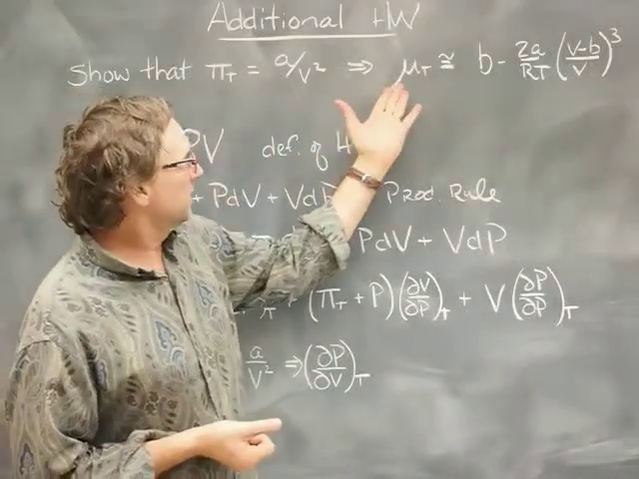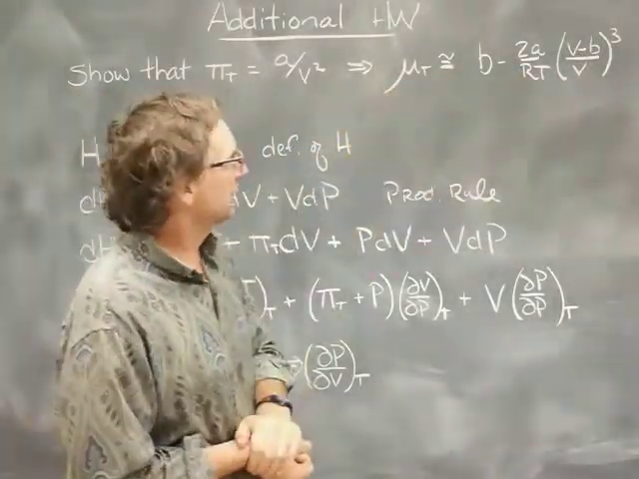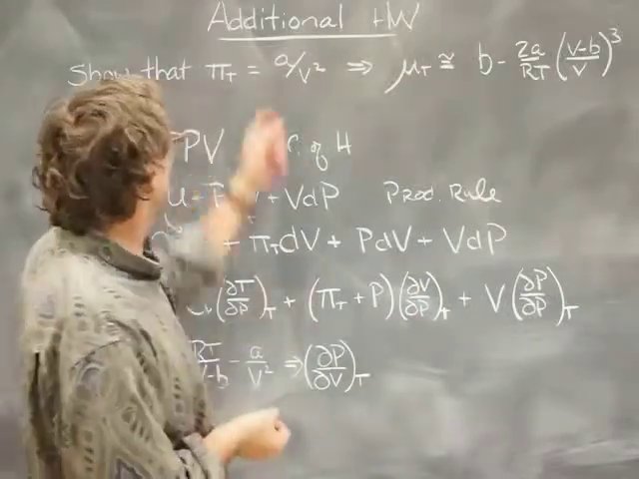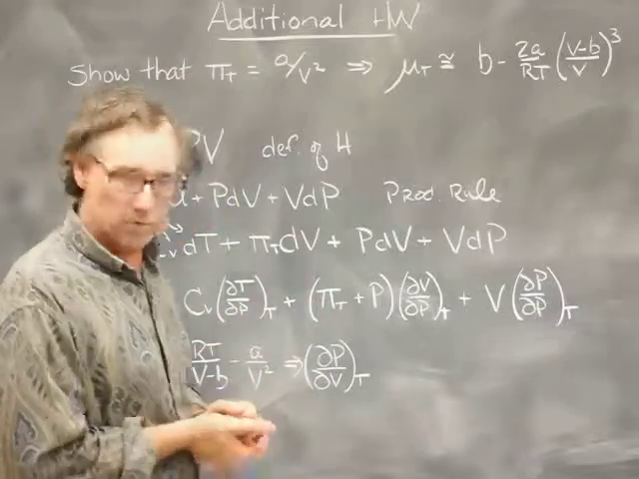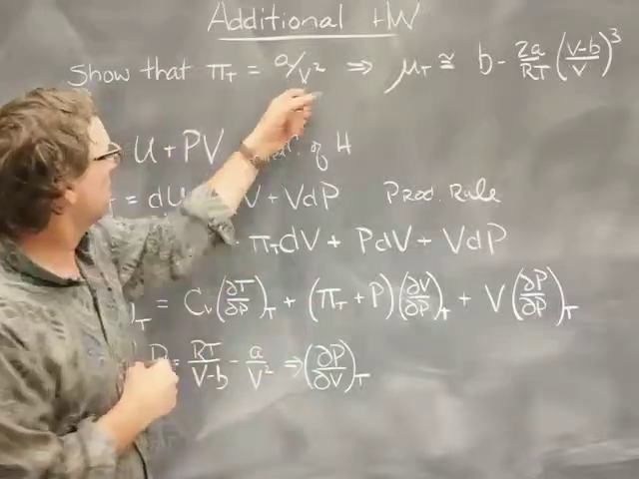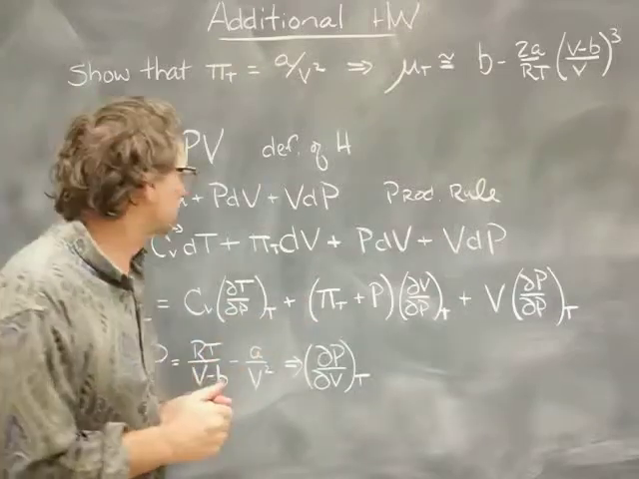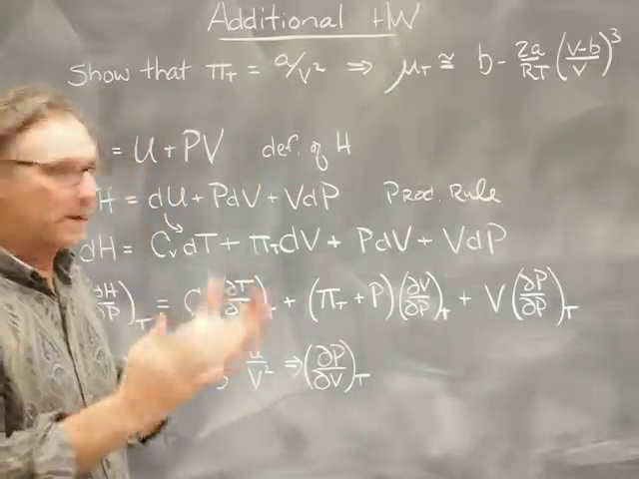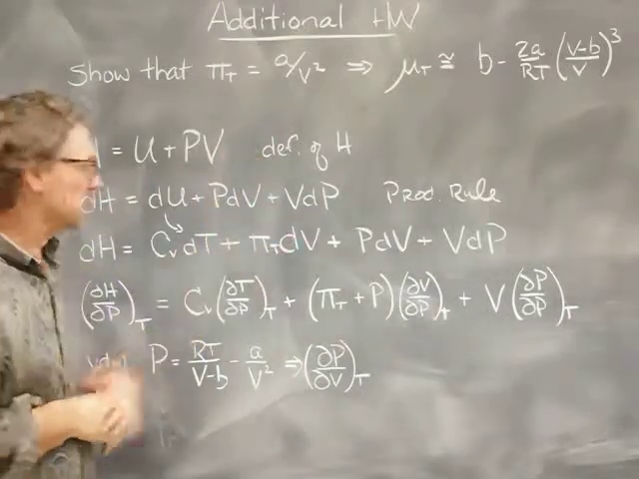that mu sub t, the isothermal Joule-Thomson coefficient, is approximately equal to that expression, where a and little b are the van der Waals parameters. And I'm using volume as the molar volume just to keep the notation simple, so we have n equals 1. So how do we go about that? Well, here's a way to start.